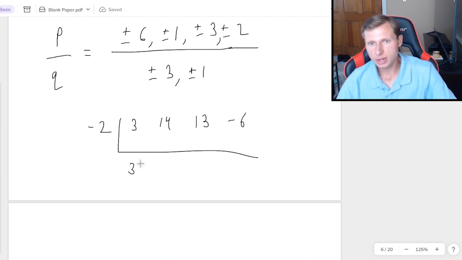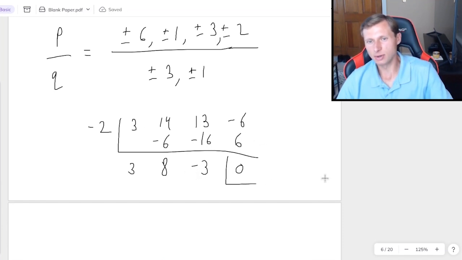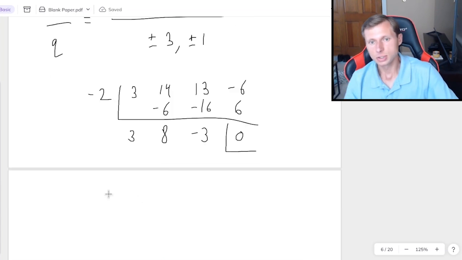So pull down the 3. Times negative 2 is negative 6. That's going to be 8. Times negative 2 is negative 16, which is negative 3. Times negative 2, positive 6. And we'll get 0. So, yay, first try. So that means x equals negative 2 is my first solution.